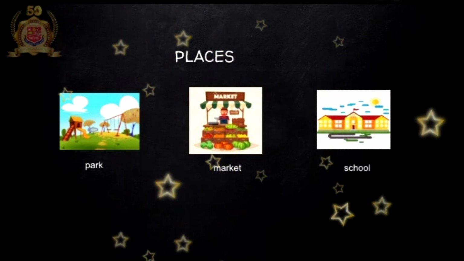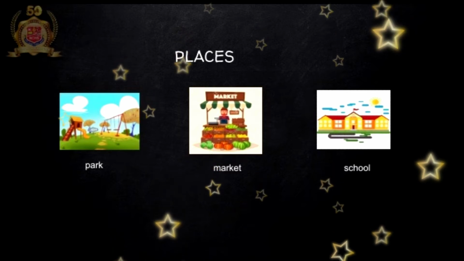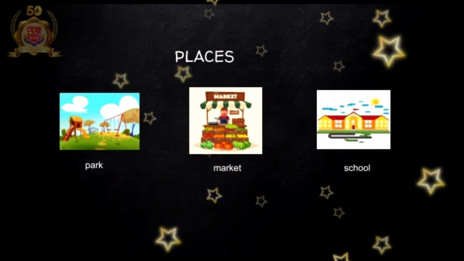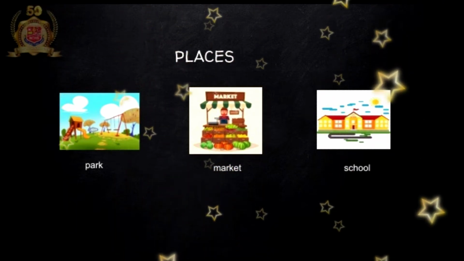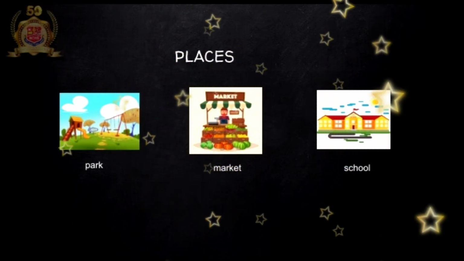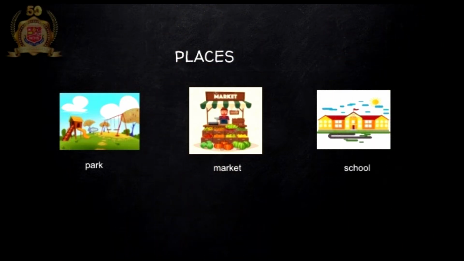Places means स्थान. Children, we go to different places like park, market and schools. These are the names of places. ये स्थान के नेम हैं. स्थान के नेम को भी हम नेमिंग वर्ड्स कहते हैं. You can also say that naming words are the names of places.